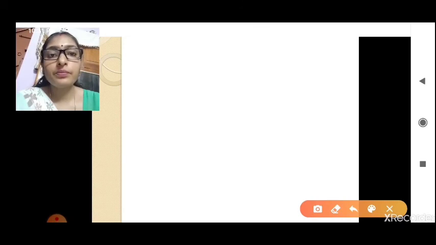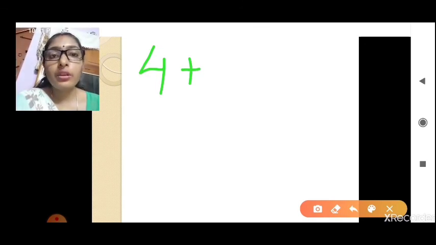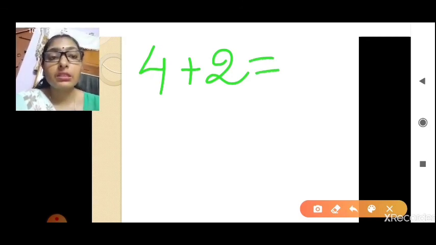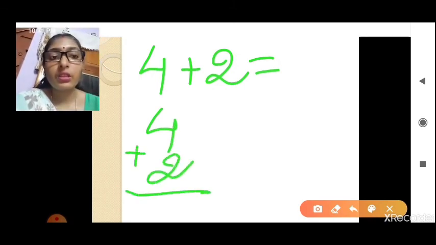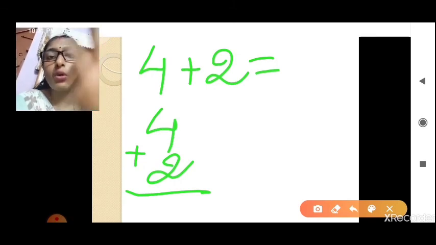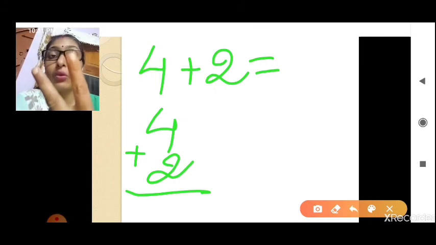You have 4 chocolates. Then your father gave you another 2 chocolates. So total how many do you have? How will you do that? You will write 4 plus 2. Now 4 is in the mind, 2 on the finger. 4 in the mind, 2 on the finger.